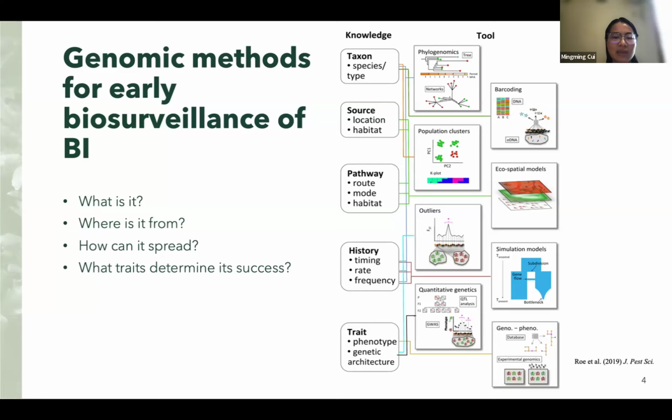Nowadays, genomic methods offer promising tools for identifying invasive species at an early stage. For example, DNA barcoding can rapidly determine a specimen's identity. By comparing the genomes of native and invasive populations, we can reconstruct the invasion pathways, revealing where it's from and how it has spread. We can also identify genomic signatures associated with traits that lead to its invasion success.